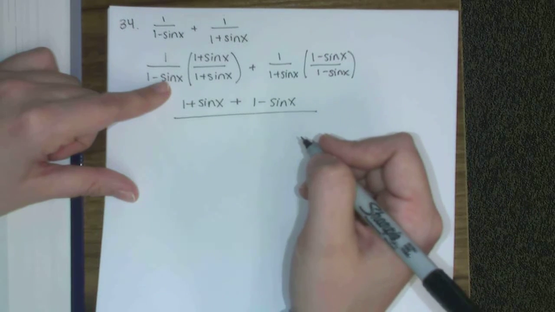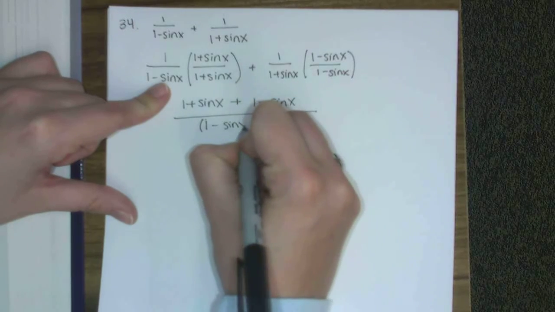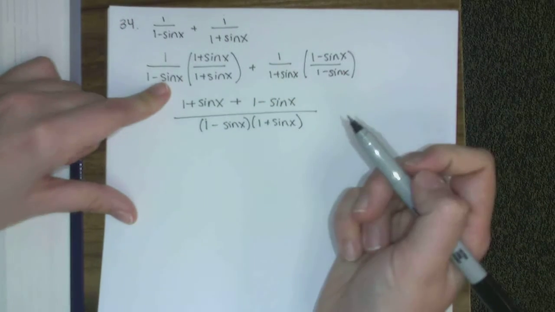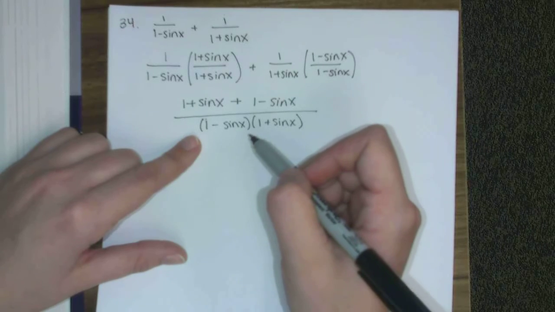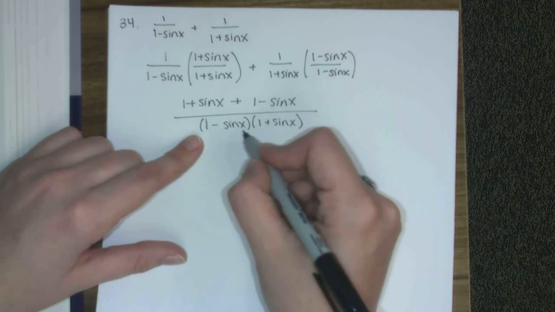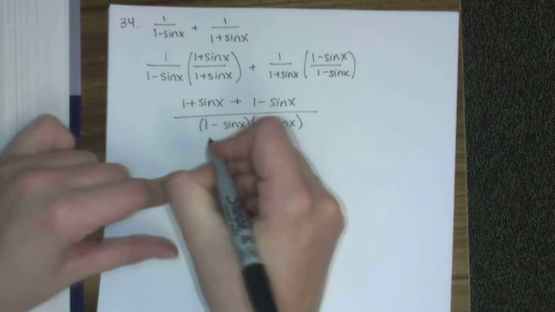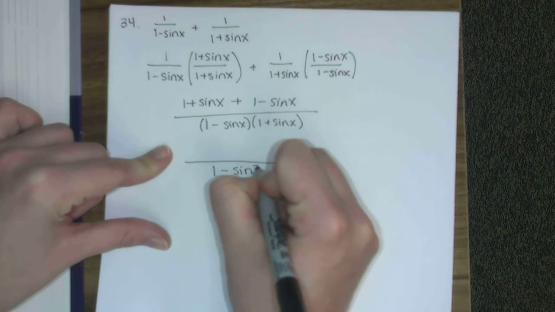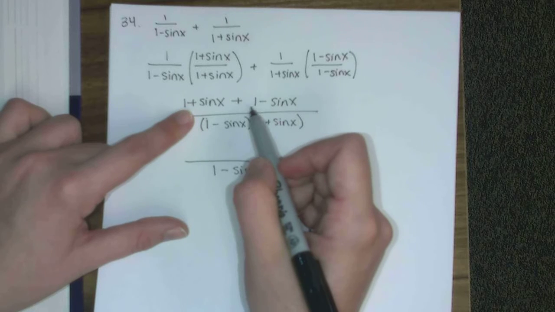Now with the bottom, hopefully you recognize this is a difference of squares, and can be written as 1 minus sine squared of x. So I'm going to go ahead and write my fraction again: 1 minus sine squared of x. And up here, we have 2 1s that are positive, but I have a positive sine of x and a negative sine of x, so I can get rid of those two, and I'm just left with a 2 on the top.